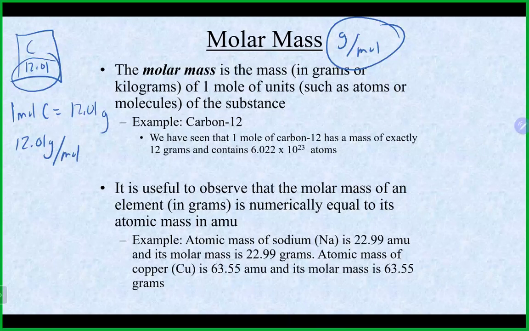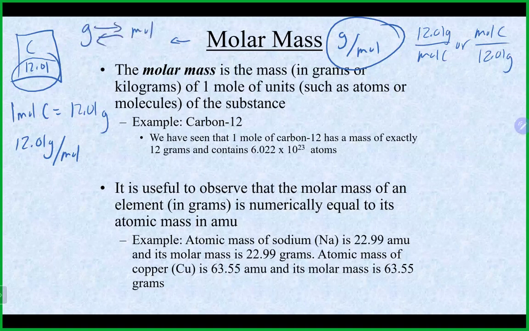And again, you could think of it as a conversion factor. You could say that there are 12.01 grams of carbon per mole, or you could flip it around, mole of carbon, 12.01 grams. So we use it as a conversion factor. And as I mentioned before, it is your conversion factor to go from grams to moles and moles back to grams. And that is a calculation we do a lot in chemistry.